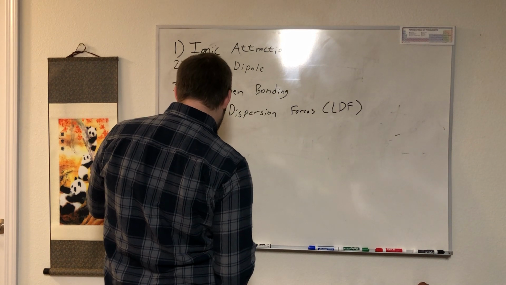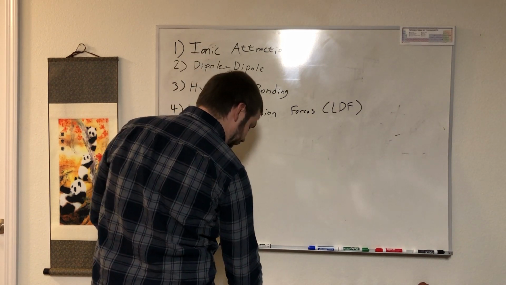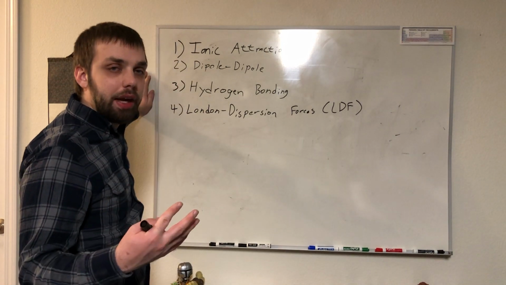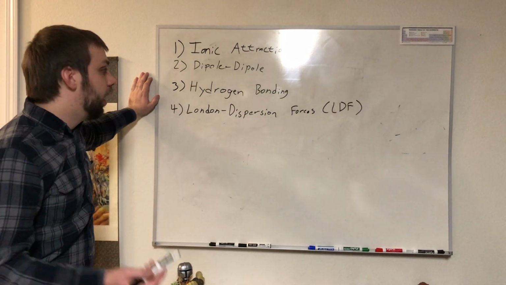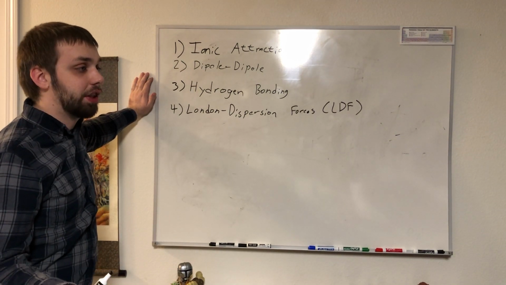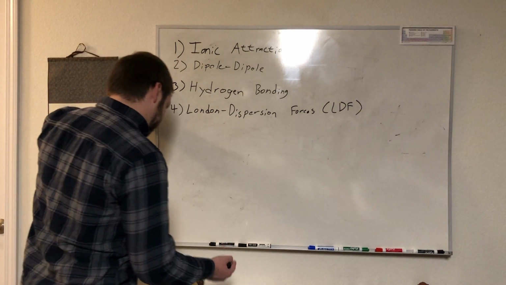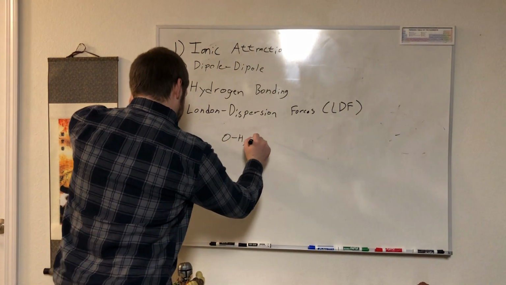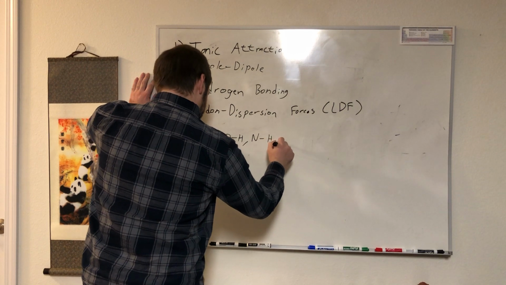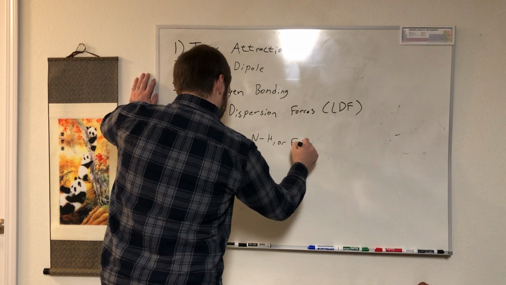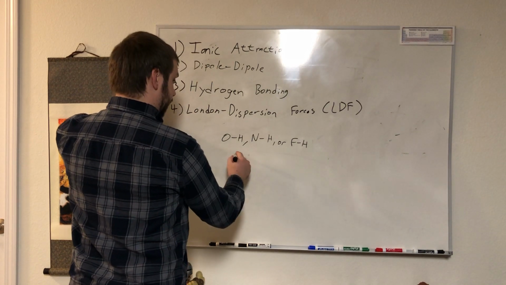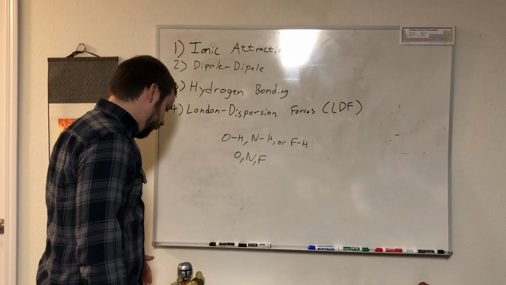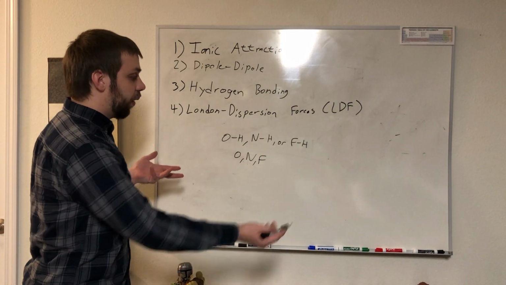Oh, I actually already showed you hydrogen bonding, because hydrogen bonding is kind of a special case of dipole-dipole interaction. Water is a great example of hydrogen bonding. So hydrogen bonding is when we have an O-H, N-H, or F-H bond in one molecule, and then we also need an O, N, or F as a part of the second molecule.